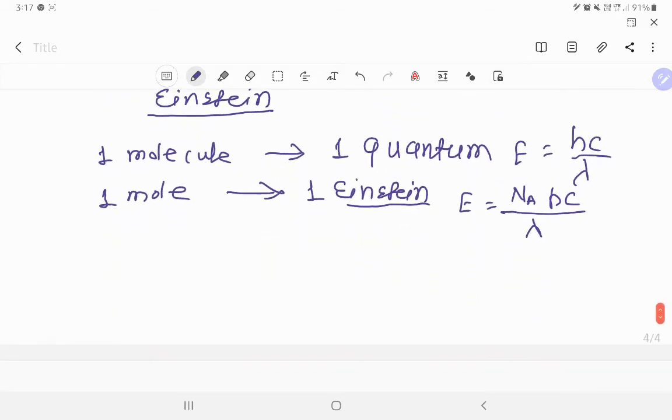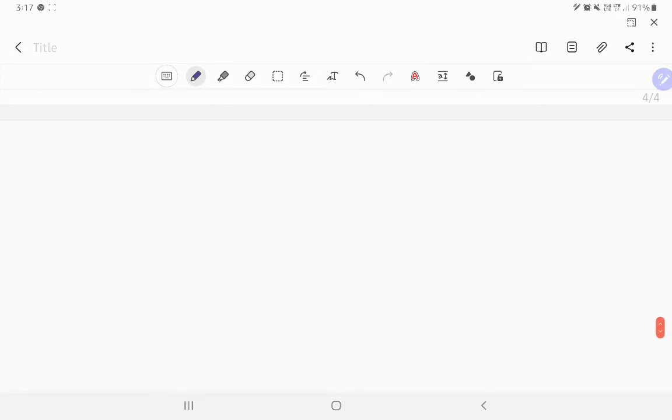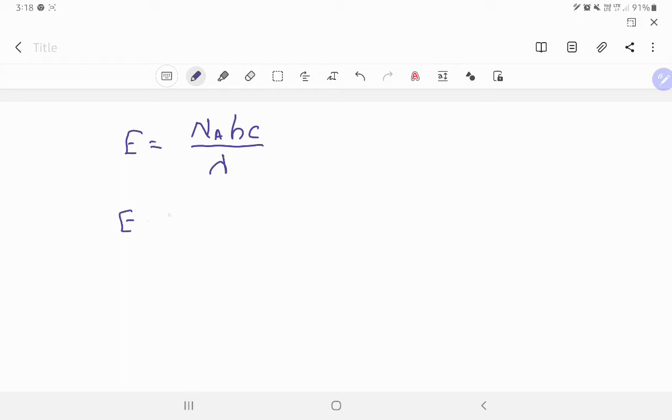And if we do simple calculations, E is equal to N, Avogadro's number, times hc upon lambda. This is the energy of one Einstein. One photon has energy hc upon lambda, and one Einstein has energy N hc upon lambda, where N is Avogadro's number. Therefore, E is equal to, we will simplify it. What is the value of Avogadro's number?